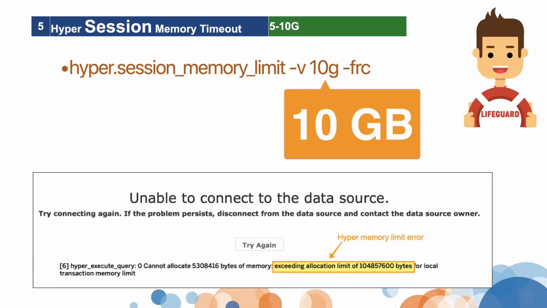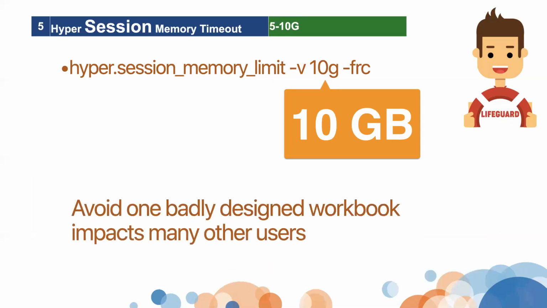It's not a bad error. Basically the session is killed. It's not killed by VizQL, it's killed by the Hyper setting. It's killed in Hyper. This is good. I love this setting. I recommend, again, 5 to 10 gig. Again, this is to avoid some badly designed workbooks impacting the rest of our servers. It happens. So this is the session memory setting for Hyper.